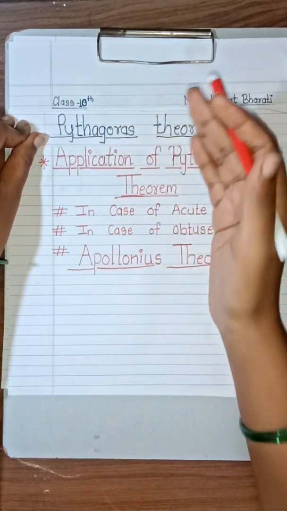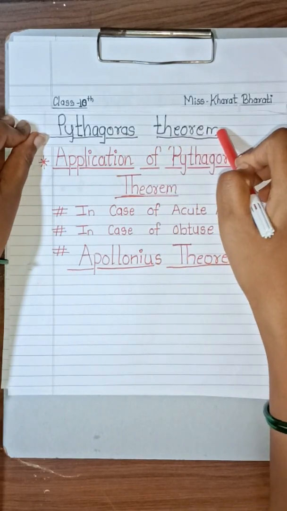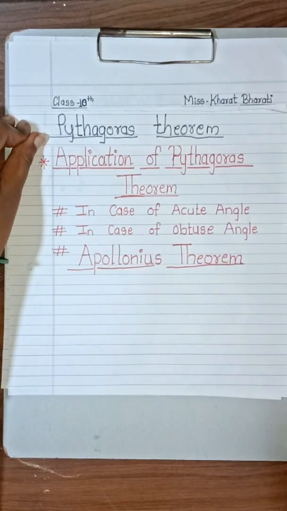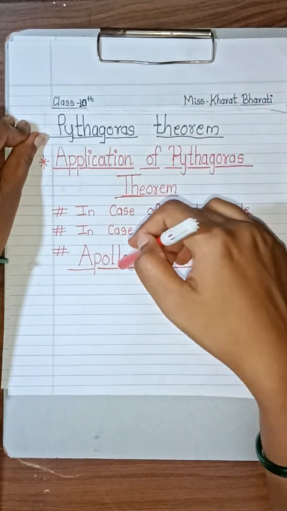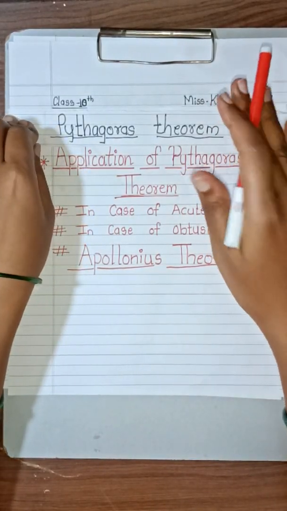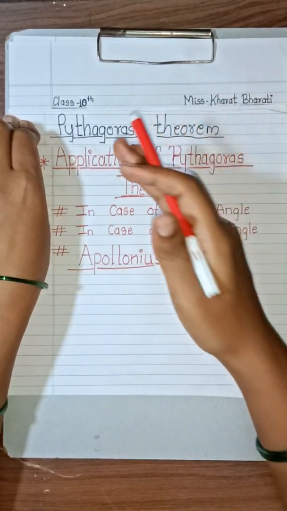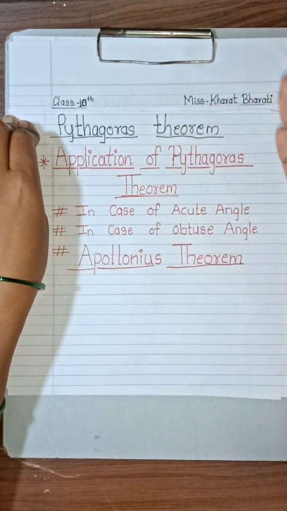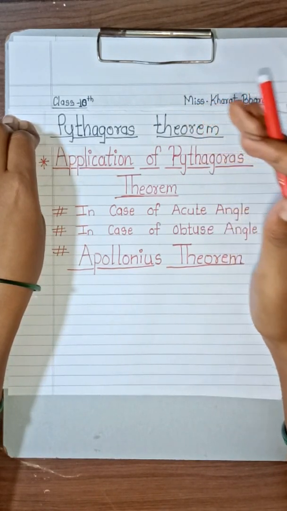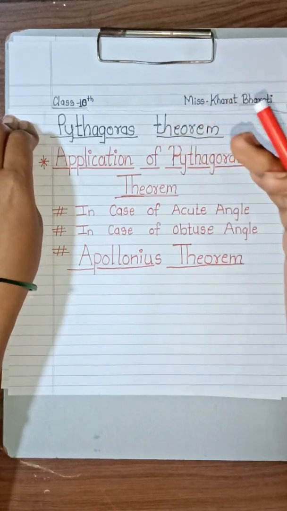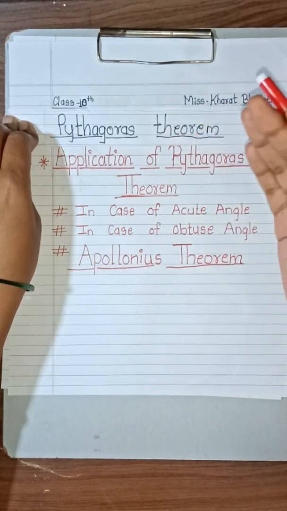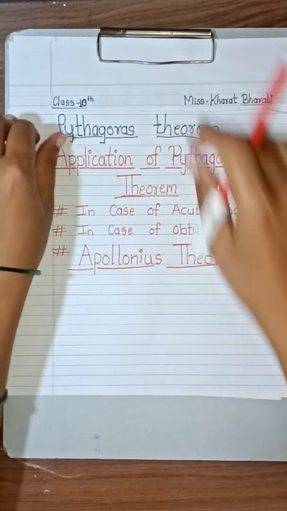This can also be determined with the help of the Pythagoras theorem, and then using the acute angle theorem and the obtuse angle theorem we are going to learn a new theorem, that is Apollonius theorem. Now children, in your textbook the acute angle theorem as well as the obtuse angle theorem is given in the form of a solved example. But if you understand this example very properly, it will be very easy for you to grasp the Apollonius theorem. Now without wasting much more time, let us start with the acute angle theorem.